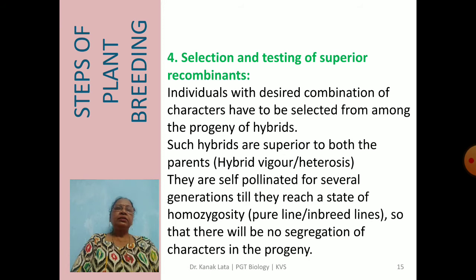Now what is next step is, they are self-pollinated for several generations till they reach homozygosity. Again we have to find the pure line, inbreed line. So that is why the continuous self-pollination is done. As a result we will get the pure line. So why this is done? So that there is no segregation of other characters in the progeny.